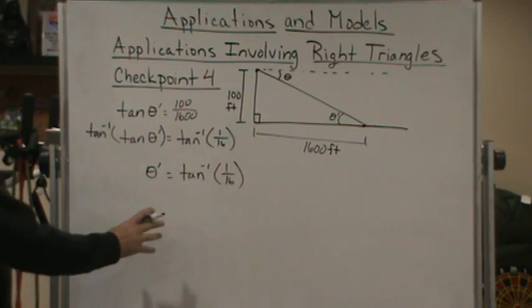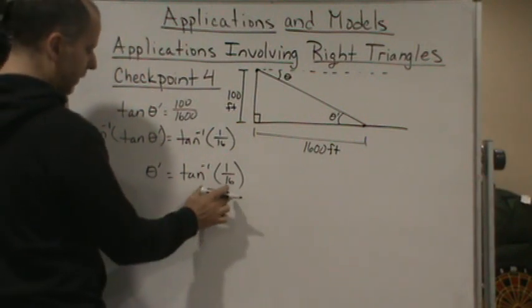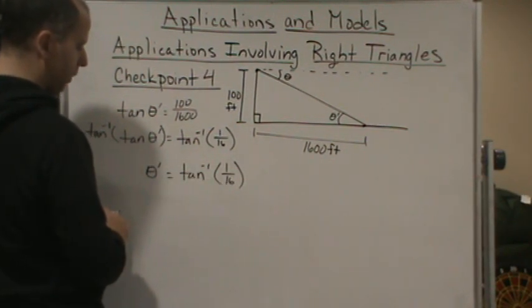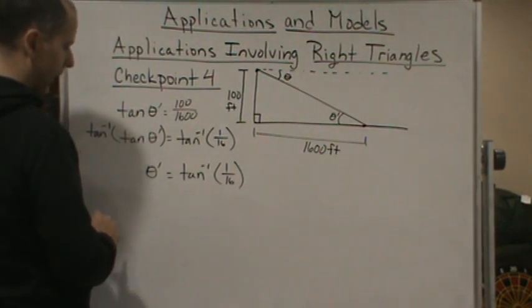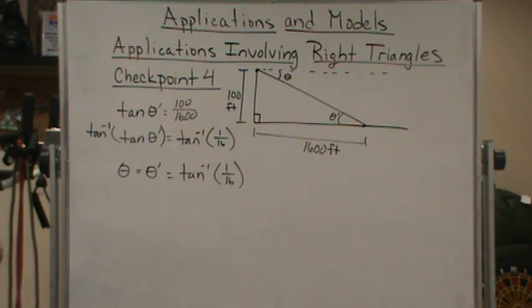Now I don't have arctangent on the one I have available to me, but your calculator should give it to you. Again, you want it in degrees. Make sure you're in degree mode, and then of course, theta is equal to theta prime, and you should get the correct answer.